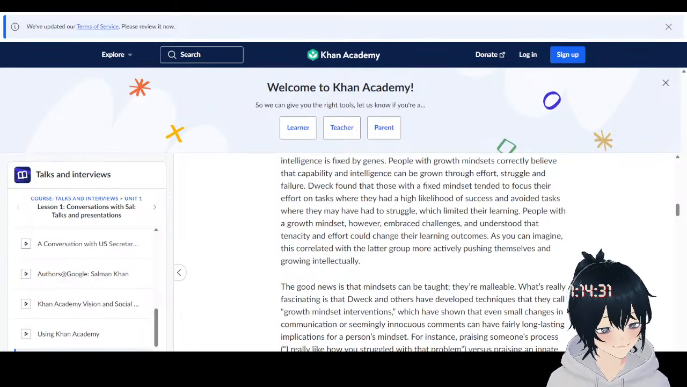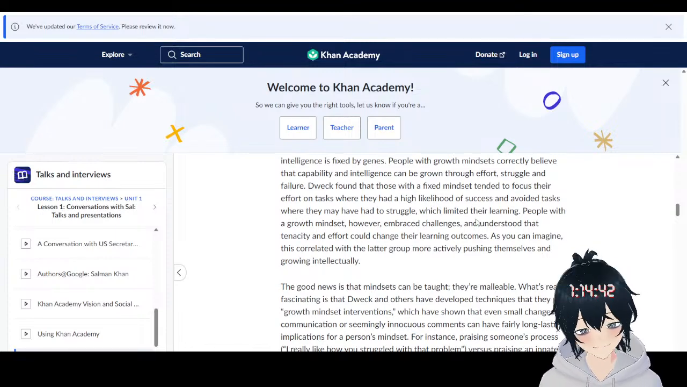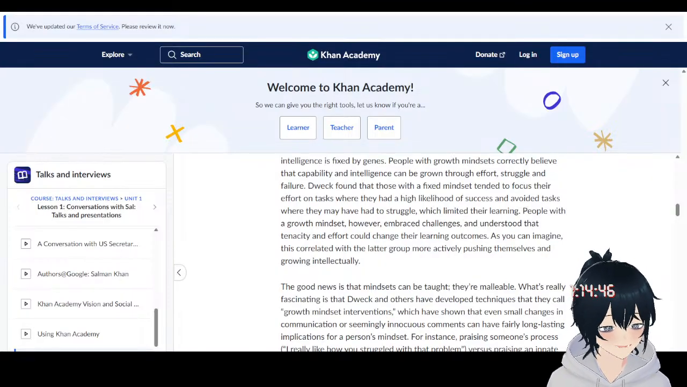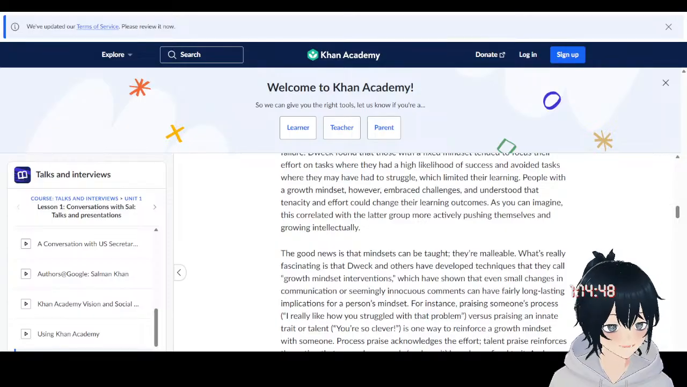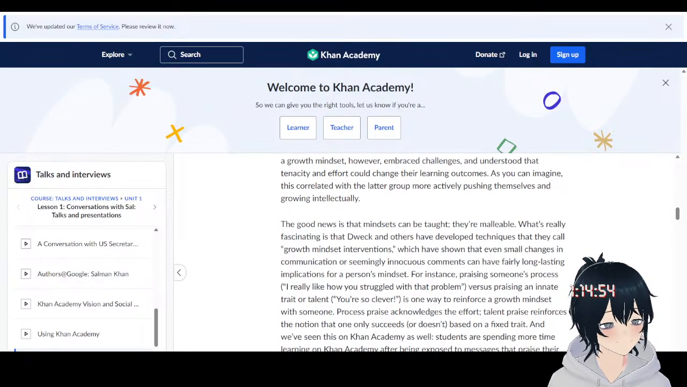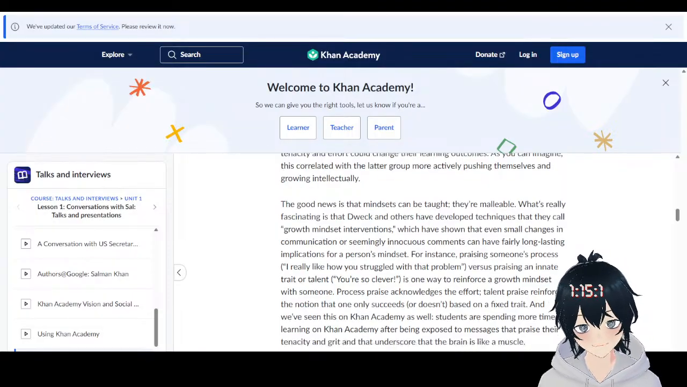She found that those with a fixed mindset tended to focus their effort on tasks where they had a high likelihood of success and avoided tasks where they may have had to struggle, which limited their learning. People with a growth mindset, however, embraced challenges and understood that tenacity and effort could change their learning outcomes. As you can imagine, this correlated with the latter group more actively pushing themselves and growing intellectually.